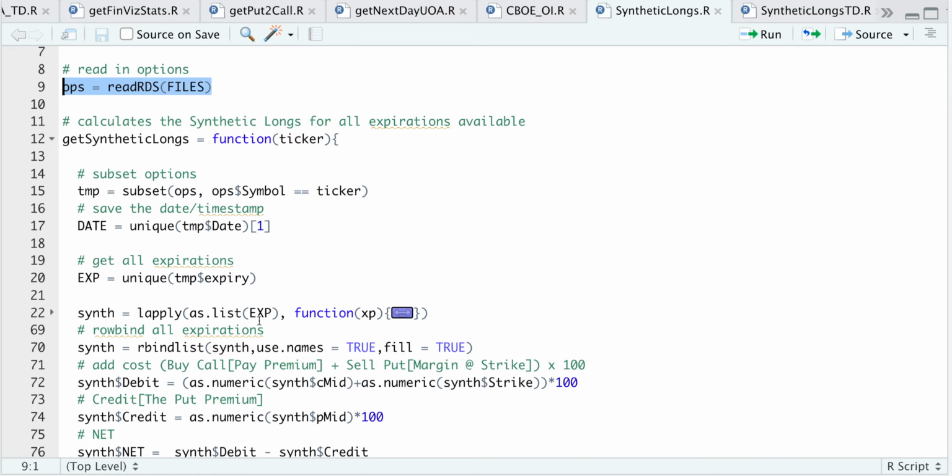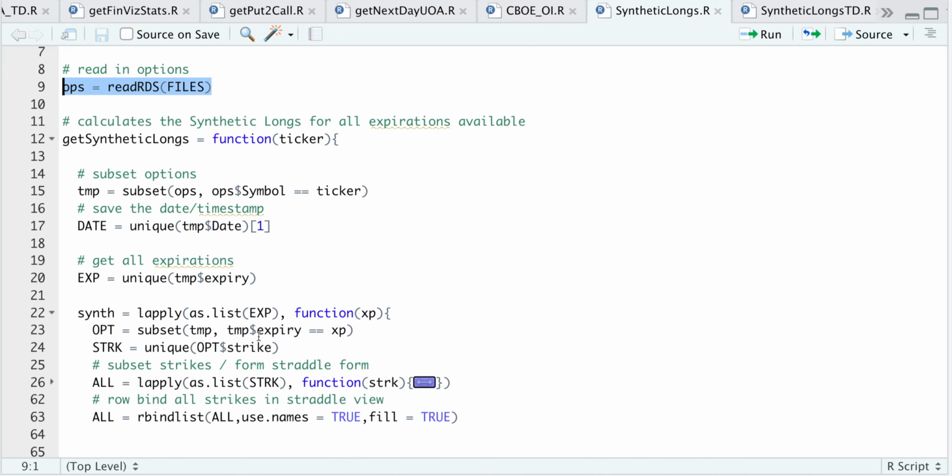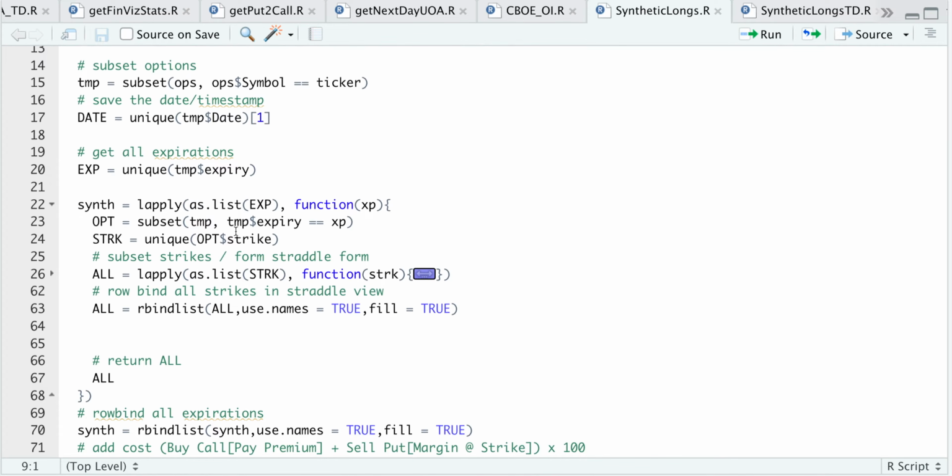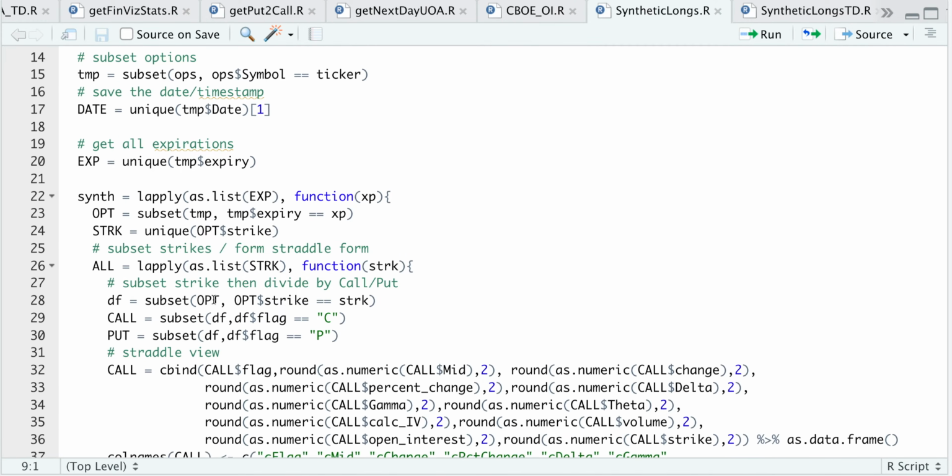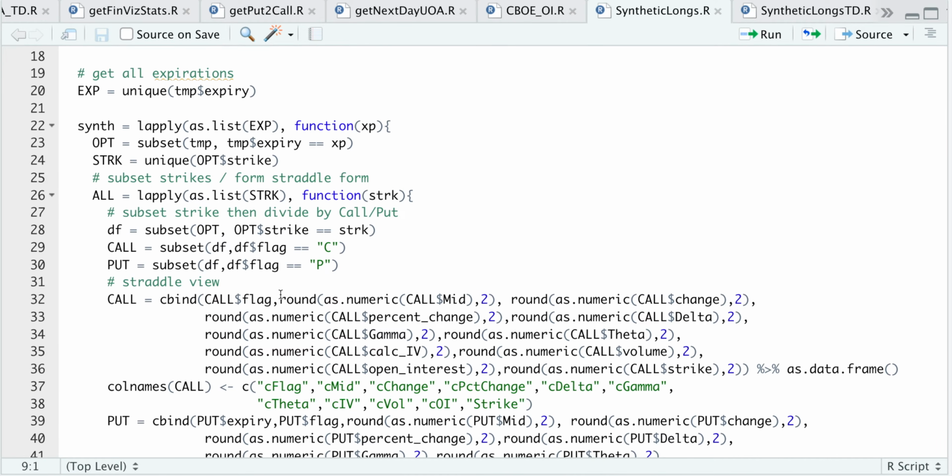I'm going to pass that as a list, and if we open this up, our function is subsetting by expiration, by strike, and then I want to group these in straddle form instead of having just a long list, since that's a little bit easier to the eye. I'm going to get all the unique strikes and pass that into another function. So inside that function, I'm going to separate the calls and the puts for that particular strike. So we should essentially have a call side and a put side for each strike.